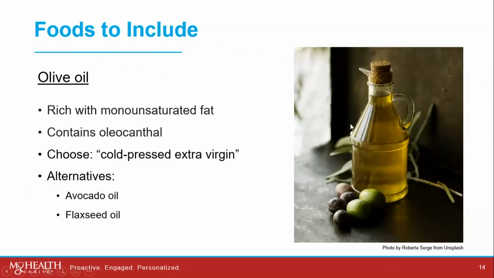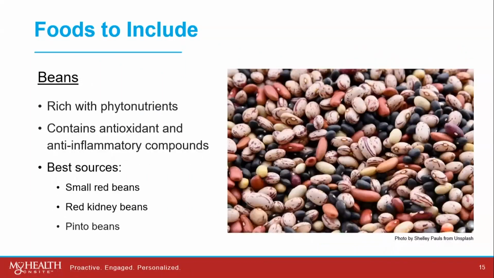Next up on our list is beans. Beans are rich with phytonutrients. Phytonutrients help lower C-reactive protein, which, as I mentioned, is an indicator of inflammation found in the blood. It's something that providers can test for and see what your levels are to make sure they're in the normal range or if they're a little bit too high.